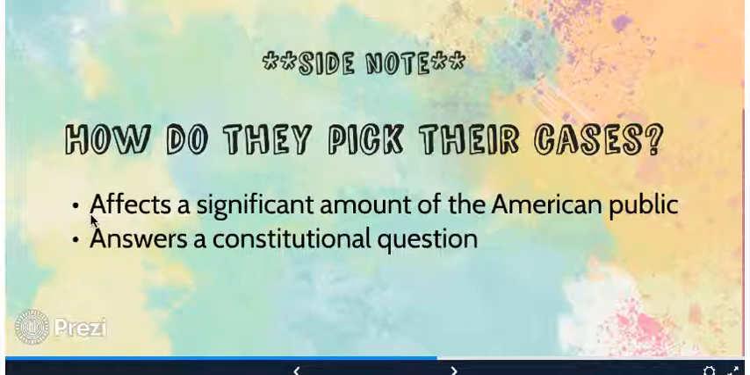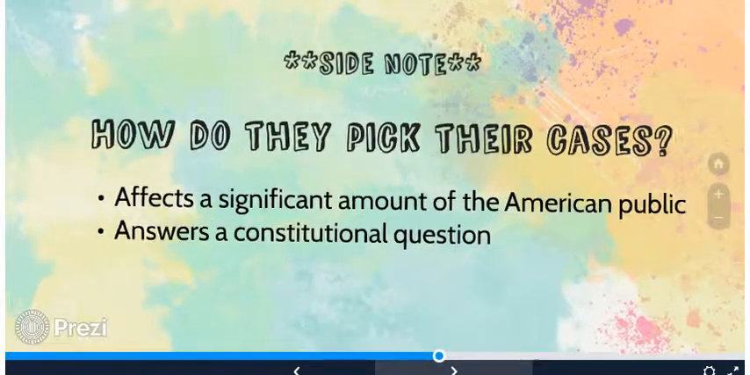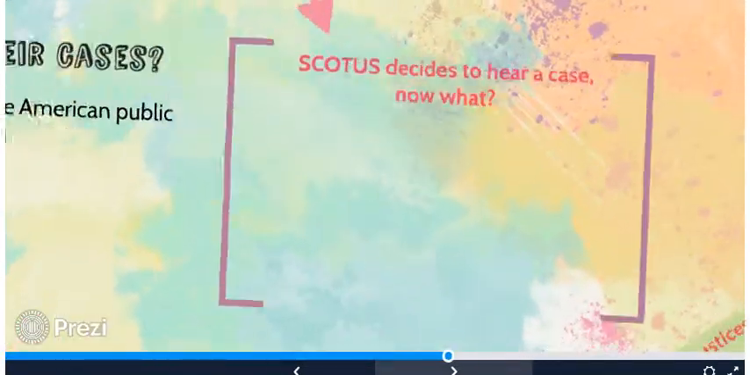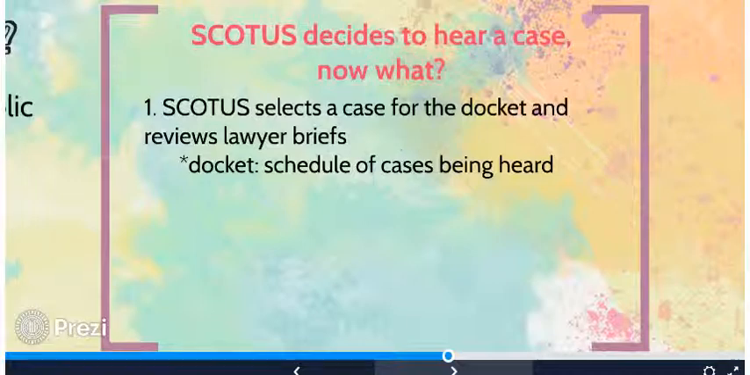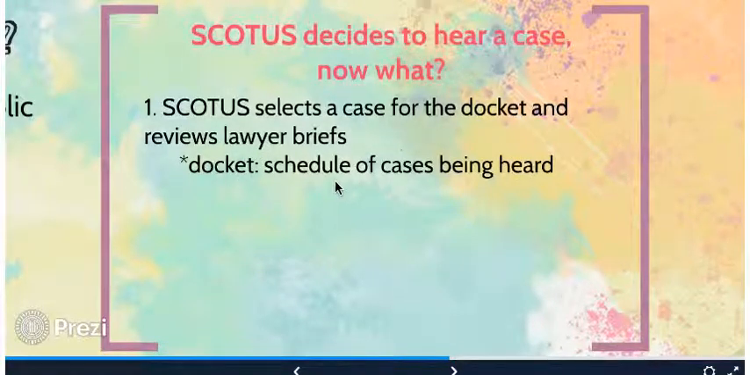So typically speaking, if they choose a case, one of these two or both of these factors are present. Okay, so once they decide to hear a case, number one, and you can pause at any time and write this down, SCOTUS, which we know is not a disease, it's the Supreme Court of the United States, selects a case for what's called the docket and reviews the lawyers' summary of what's happening. So a docket is just their schedule for the day.